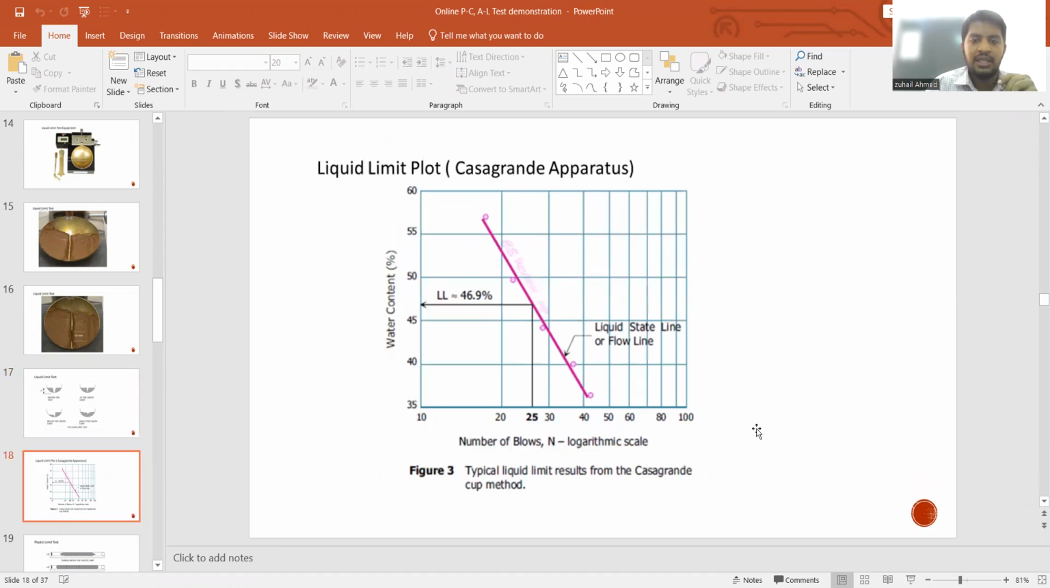Okay, then when you are plotting, I already told you the x-axis you are using a logarithmic scale. Okay, log scale you want to use. Water content, and moisture content also. We are saying moisture content also. That is water content, that is a percentage you want to mark. Then you can plot the graph. Then I already told you, at the stage of 25 blows, you want to find the liquid limit. That's the value of the liquid limit. 46.9 is the value here.